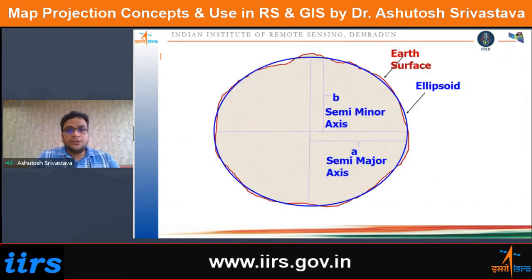So it looks like, see, this blue line is an ellipsoid. It is closer to the Earth's surface. As I was telling, Earth's surface is an irregular surface. You may see mountains somewhere, valleys somewhere, and somewhere it almost looks like sea level. Our ellipsoid, the mathematical model we have defined, closely fits this Earth surface. This is the Earth surface and this is an ellipsoid, where B is the semi-minor axis and A is the semi-major axis.